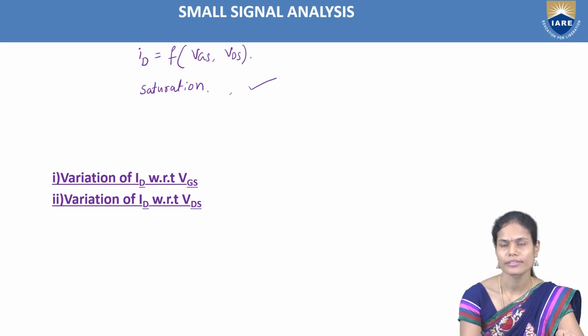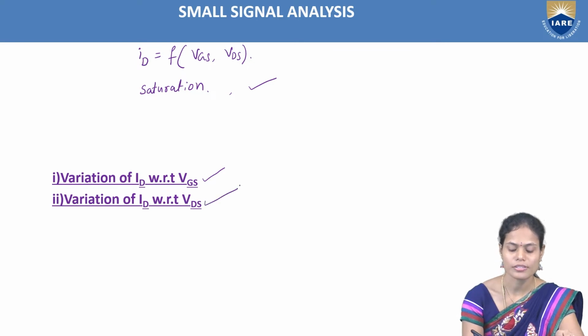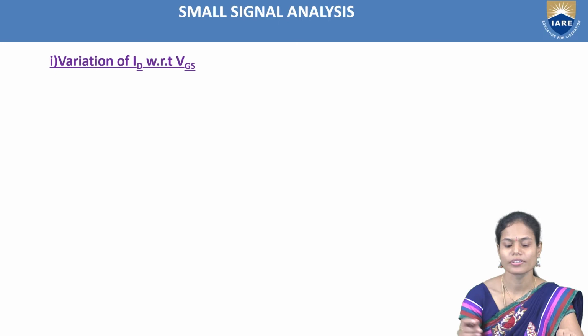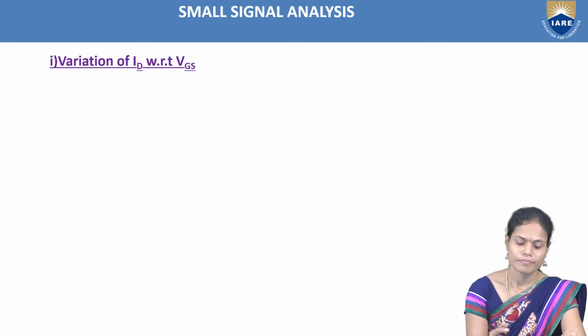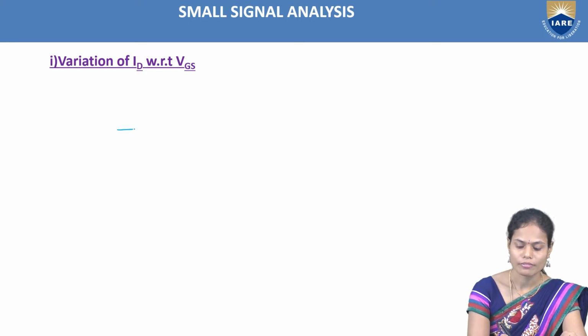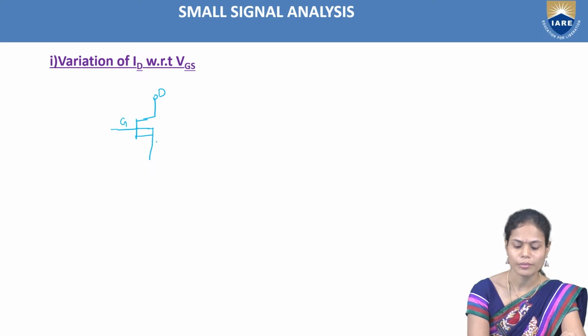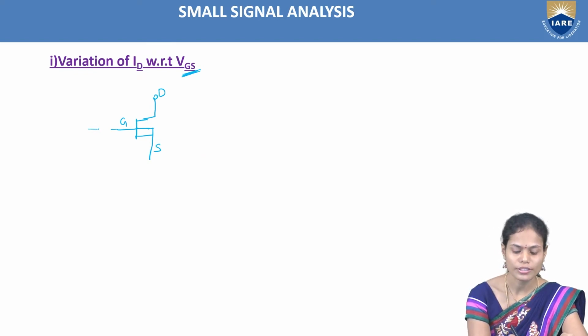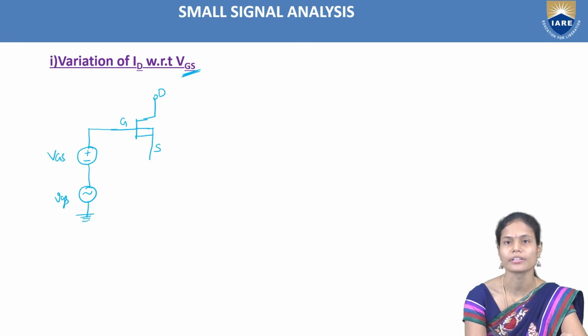So here I'm going to consider two cases to design the small signal analysis. The first case is the variation of the drain current with respect to the variation of gate to source voltage, and the second case is the variation of the drain current due to the variation of the drain to source voltage. In that, first I'm considering the variation of ID with respect to VGS. To see this, I am taking one MOSFET circuit with the drain terminal, gate terminal and source terminal. Here I am going to see the variation of ID with respect to VGS. So for the gate terminal, I am providing the DC VGS voltage as well as the AC VGS voltage between the gate and source terminals.